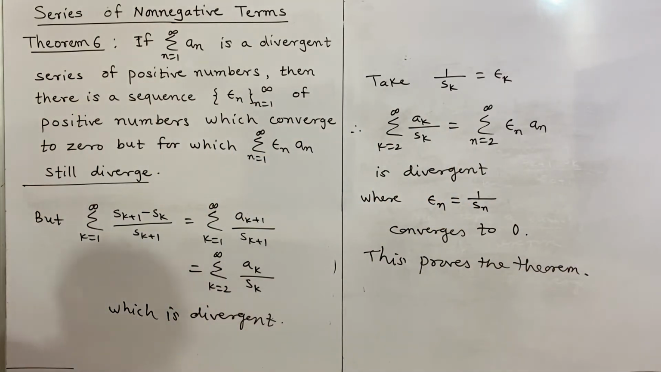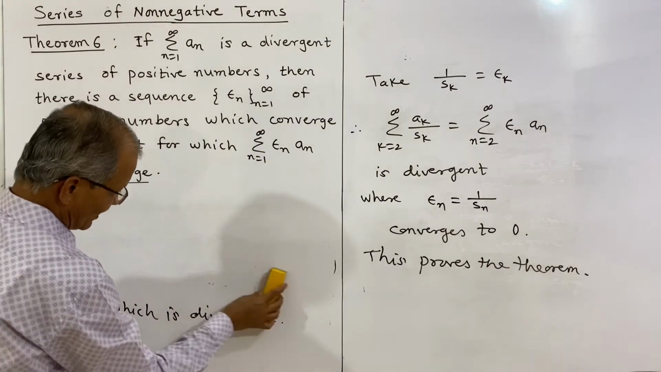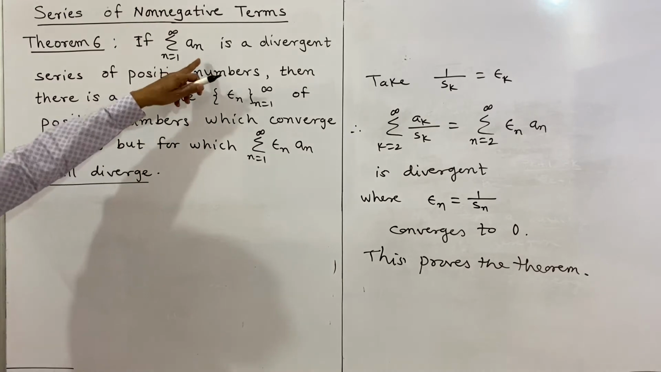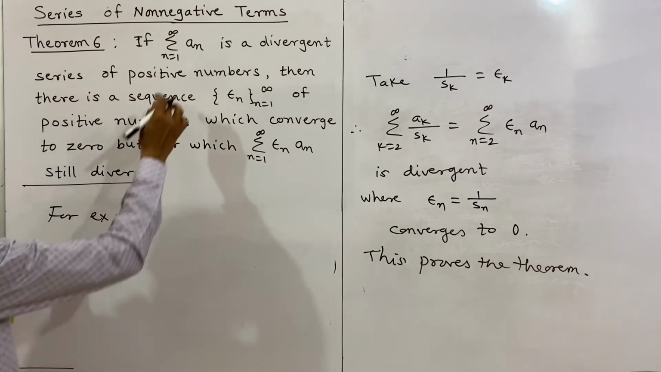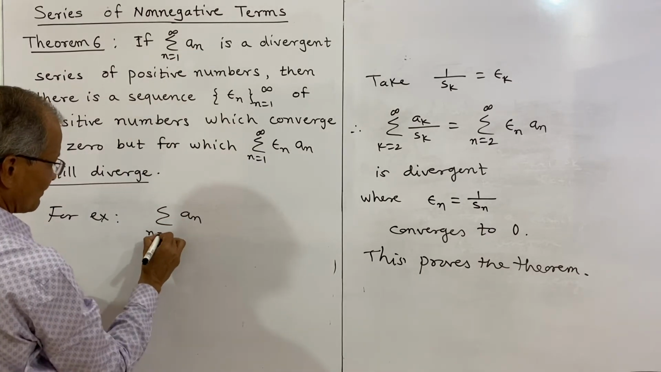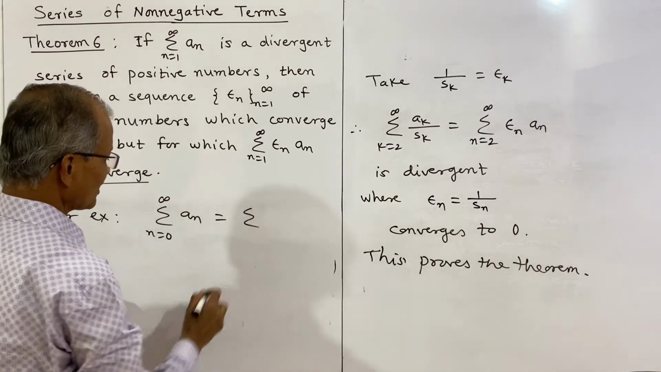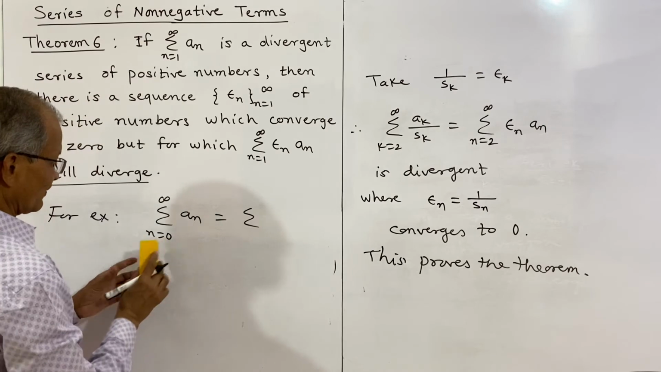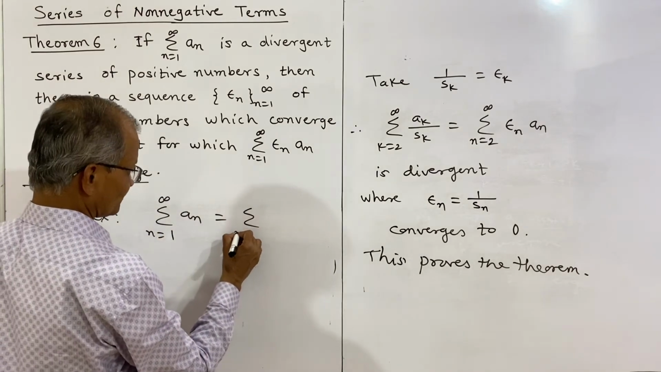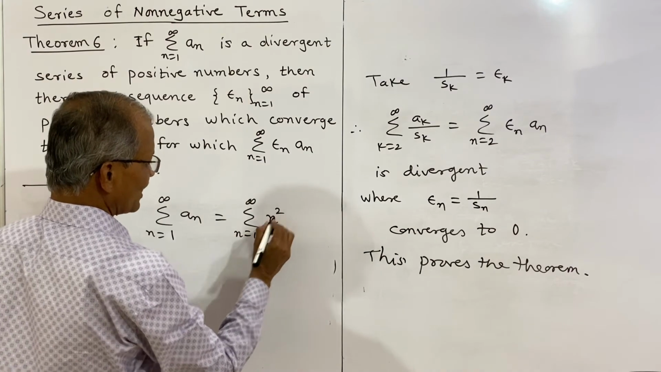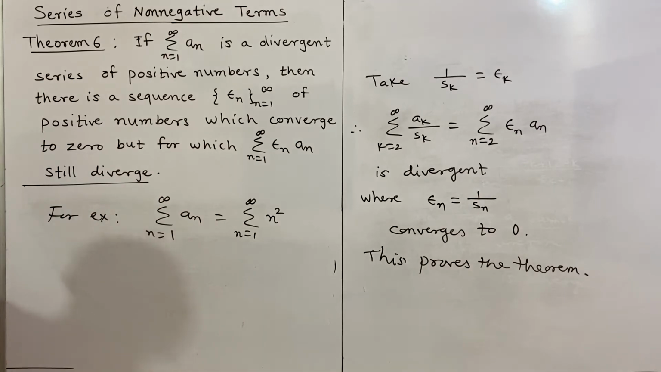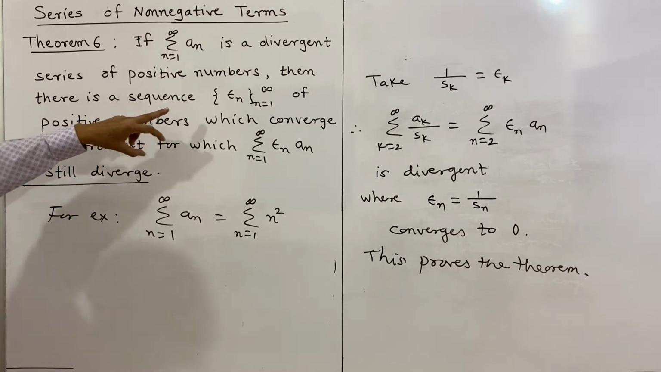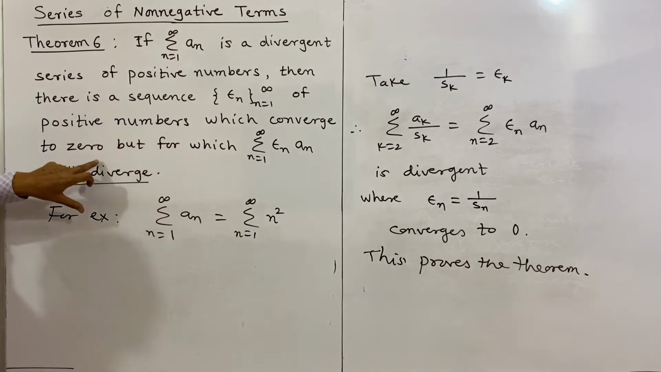Thus we have proved the result where the series epsilon n a_n is divergent. For example, we can consider like this. Let summation a_n, n takes value 1 to infinity, be a series of positive numbers. Suppose a_n is n square. So obviously this series is divergent, and we can consider a sequence of positive numbers, taken as epsilon n, that must converge to 0.